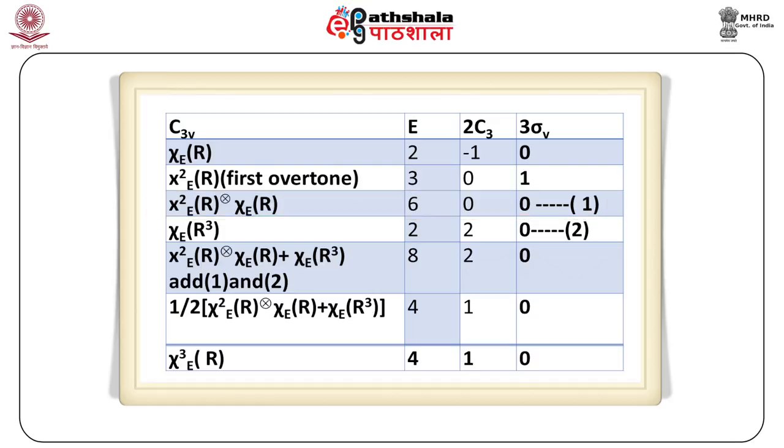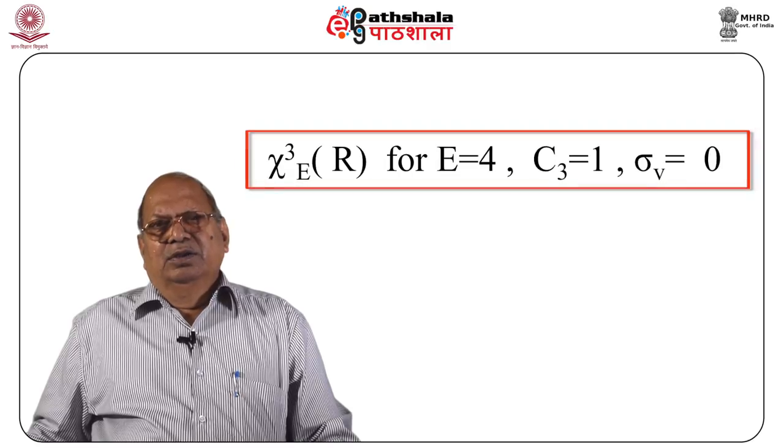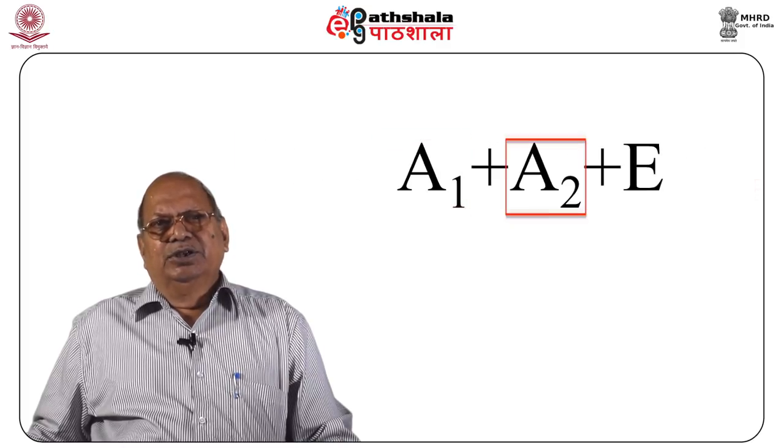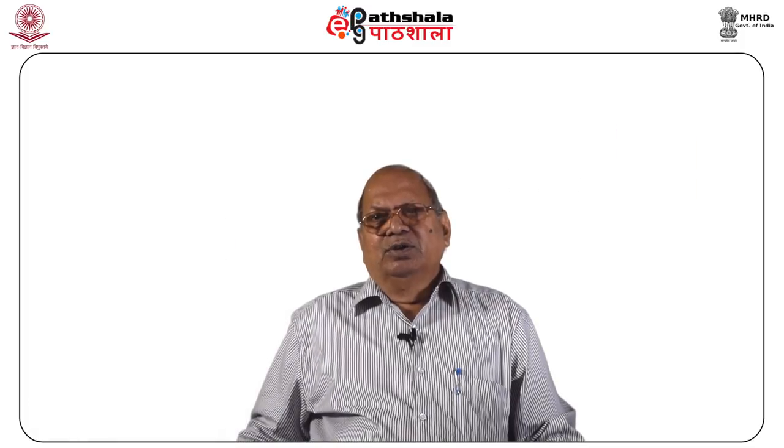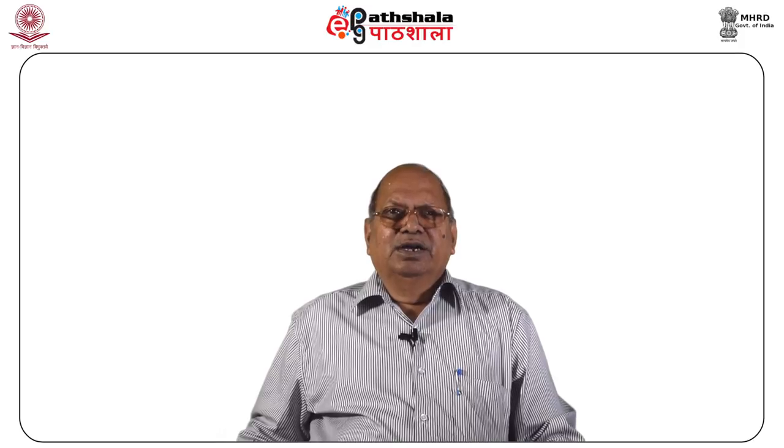Now, we take χ(E², R) into χ(E, R) as 6, 0, 1, equation 1. Now, we also know χ(E, R³). We can get the result from the table. It is 2, 2, 0. Therefore, χ(E², R) into χ(E, R) plus χ(E, R³) is equal to 8, 2, 0. Add 1 and 2. We are getting 8, 2, 0. Therefore, 1/2 of this is 4, 1, 0. Thus, χ(E³, R): E is equal to 4, C3 is equal to 1, σv is equal to 0. This can be reduced to A1 plus A2 plus E. Out of these components, A1 is totally symmetric. Hence, the second overtone of E is also an IR active mode.